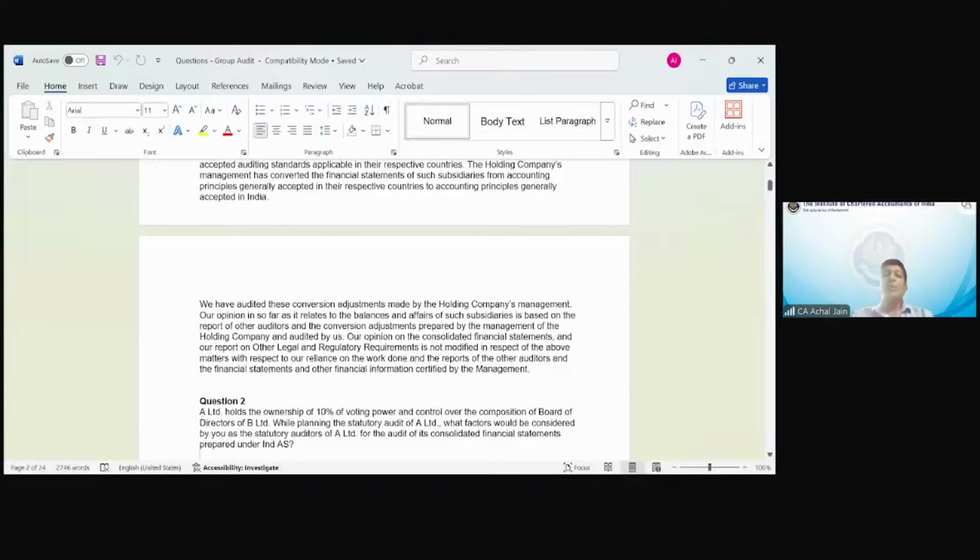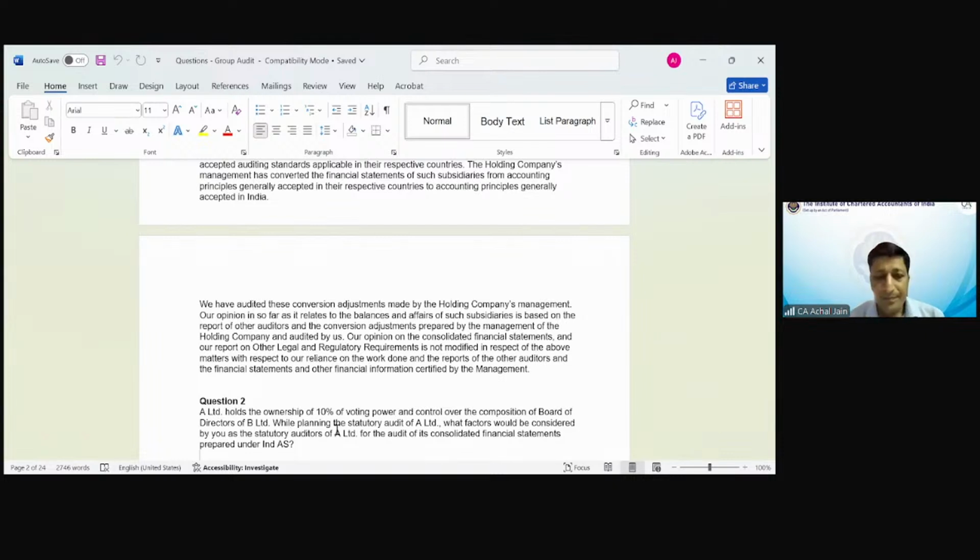All right. So if you look at question number 2, A Limited holds ownership of 10% of voting power and control over composition of board of directors of B Limited. While planning statutory audit of A Limited, what factors would be considered by you as statutory auditors of A Limited for the audit of its CFS prepared under Ind AS? Over to you quickly. Yes, who will answer this?